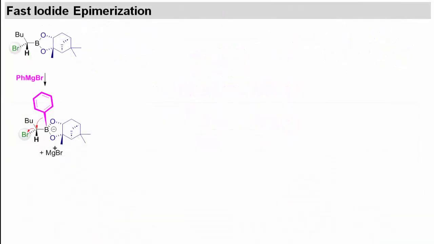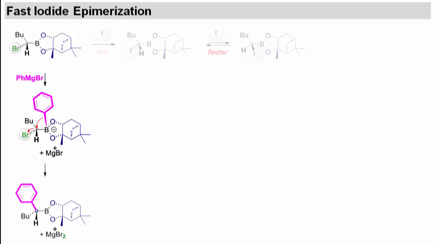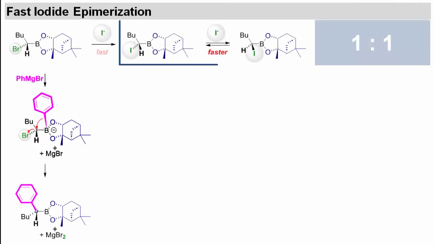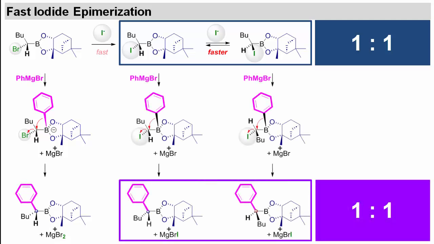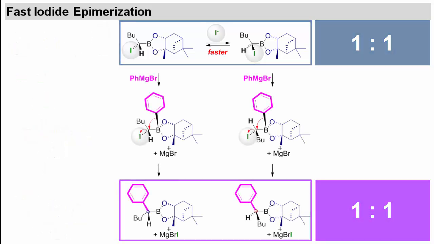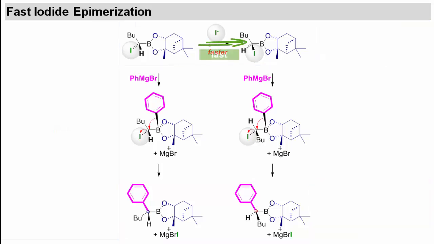In most textbooks, you will find that addition of a Grignard to an alpha-haloboronate leads to an ate complex, which then undergoes stereospecific 1,2-migration. If this would happen in our case, the 1-to-1 mixture of alpha-iodoboronates would lead to a 1-to-1 mixture of substitution products. We therefore suspected some Curtin-Hammett type equilibrium to funnel both epimers to the right product.